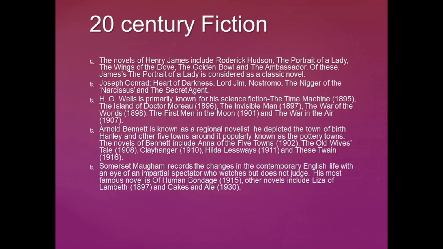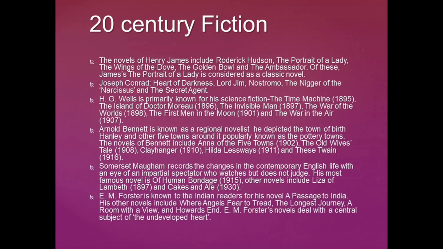Somerset Maugham, who is very famous for writing short stories, also records the changes in contemporary English life with the eye of an impartial spectator who watches but does not judge. His most famous novel is Of Human Bondage, published in 1915. Other novels include Liza of Lambeth and Cakes and Ale.